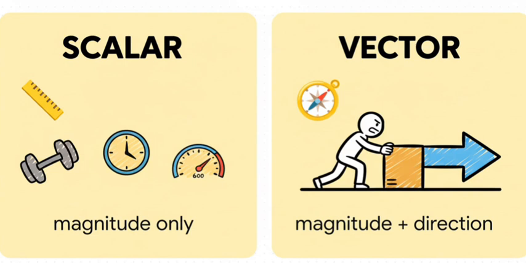A scalar quantity just tells you how much of something there is. Its size, its magnitude. Think about things like mass, or the time on the clock, or the speed your car's going. A vector, on the other hand, is a little more specific. It gives you both the how much and the which way. A great example is force. It really matters how hard you're pushing a box and which direction you're pushing it in.